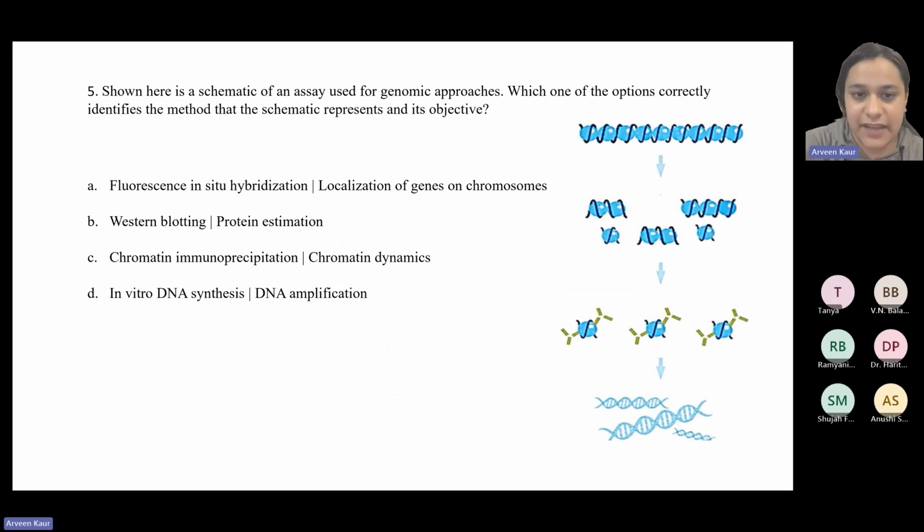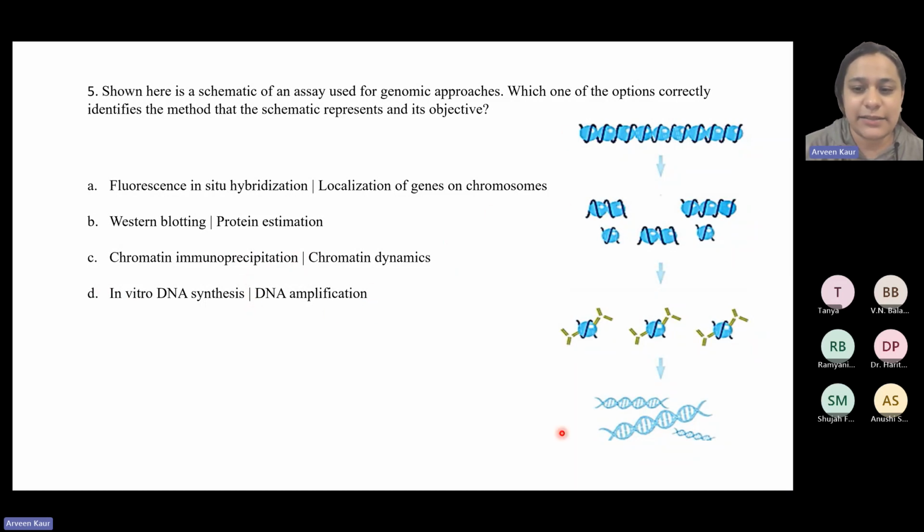So coming on to question number 5, we have shown here a schematic of an assay that is used for genomic approaches. Which one of the options correctly identifies the method that the scheme represents and its objective? The first one is fluorescent in situ hybridization, which is utilized for location of genes on chromosomes, or Western blotting, which is used for protein estimation, or chromatin immunoprecipitation, which is used for chromatin dynamics, or in vitro DNA synthesis, which is used for DNA amplification.